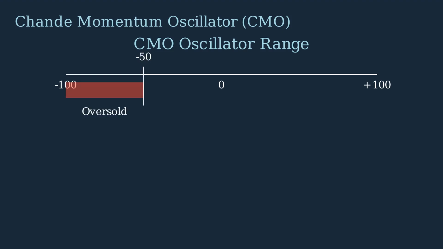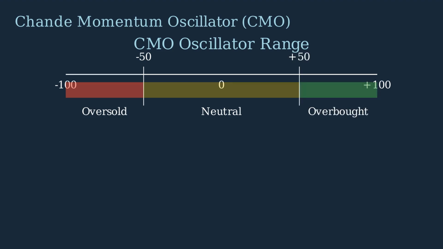The indicator is divided into 3 main zones. Readings below -50 indicate oversold conditions. The middle range between -50 and +50 is considered neutral. Readings above +50 suggest overbought conditions, which may indicate a potential reversal.